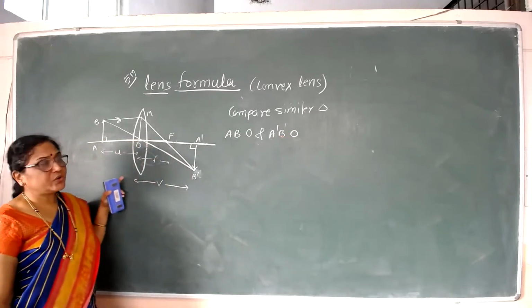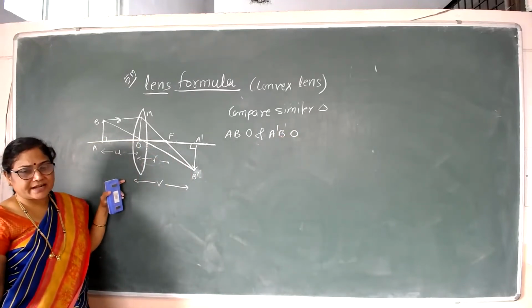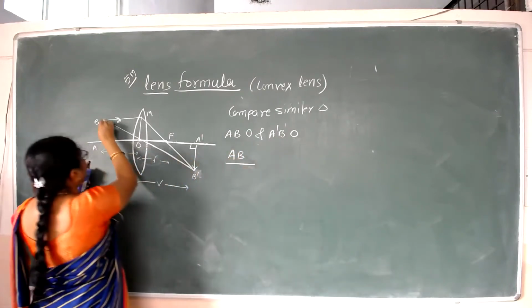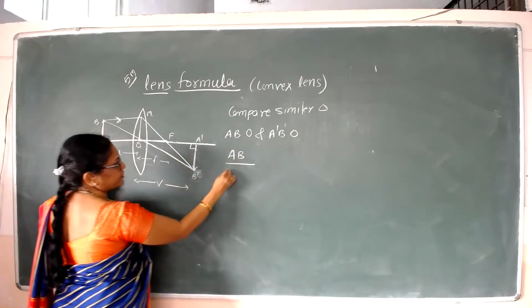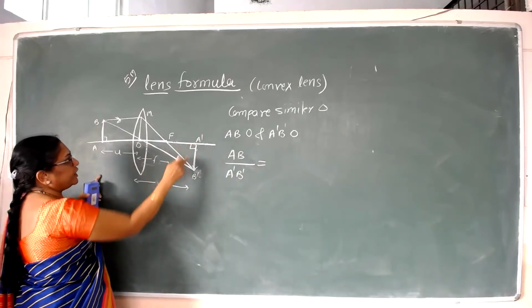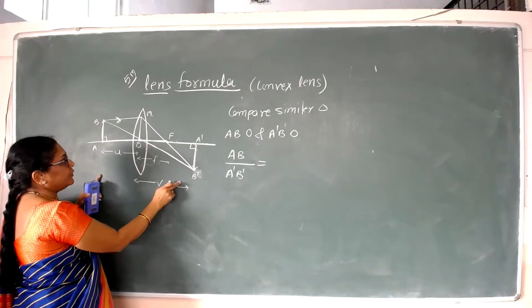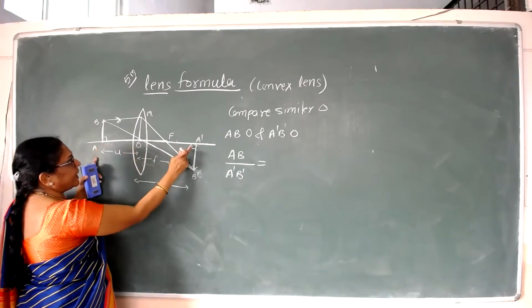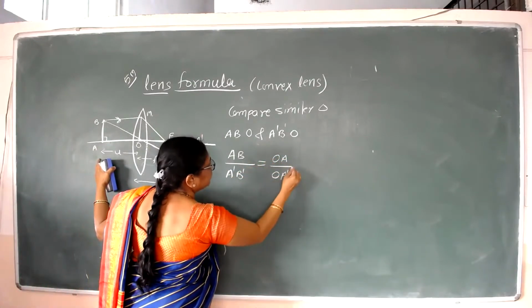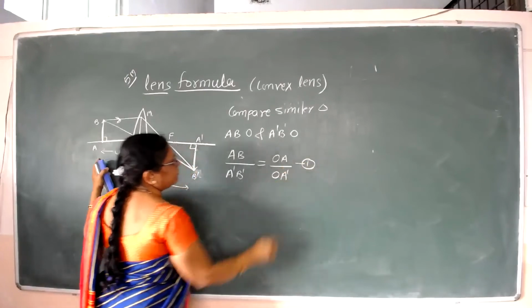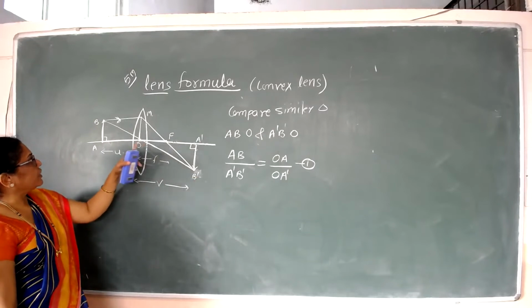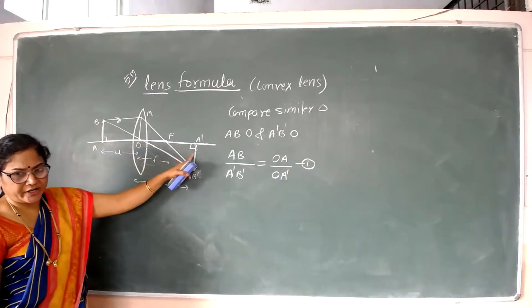When we compare the two similar triangles, compare the similar sides. When we compare the similar sides, AB divided by A dash B dash is equal to OA divided by OA dash. Suppose this is equation number 1: AB divided by A dash B dash is equal to OA divided by OA dash.